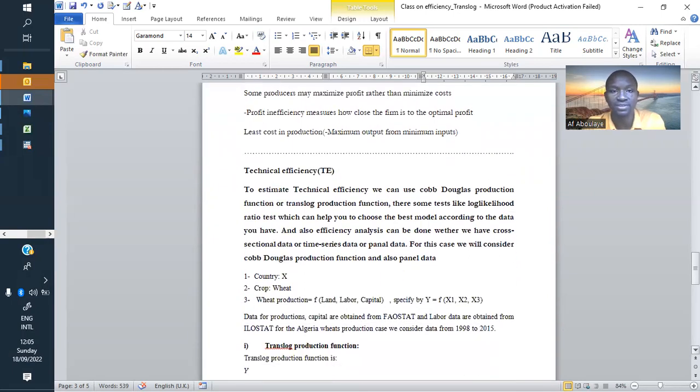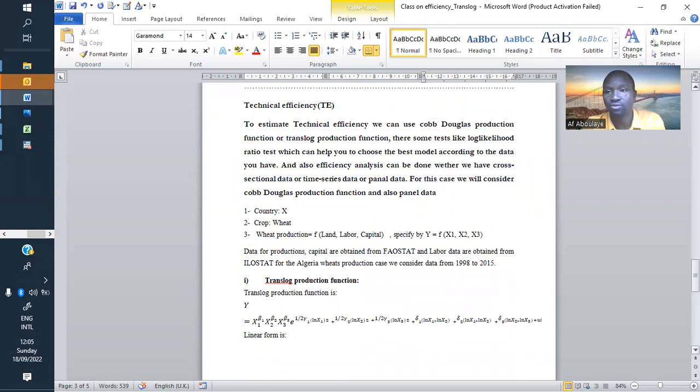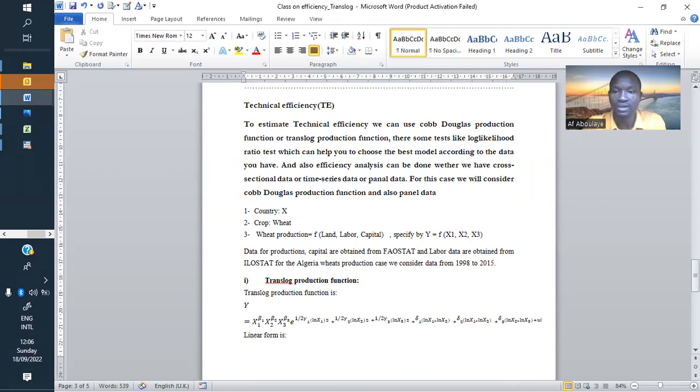Since we want to estimate the technical efficiency, let's talk more about technical efficiency. To estimate it, we need either a Cobb-Douglas function or a translog function, but we cannot choose it just because we want to use Cobb-Douglas or translog. We need to do some kind of test before choosing. We can do a likelihood ratio test, which allows us to see which one is better between Cobb-Douglas and translog. And we can use cross-sectional data or panel data.